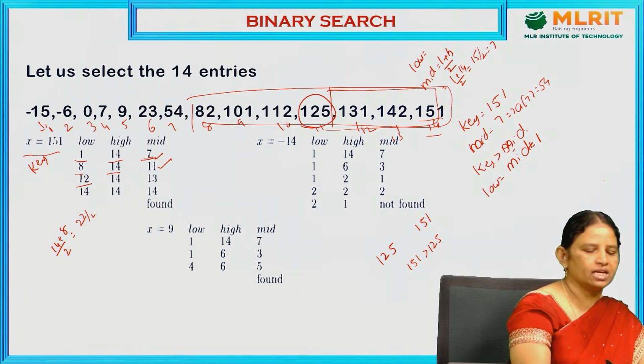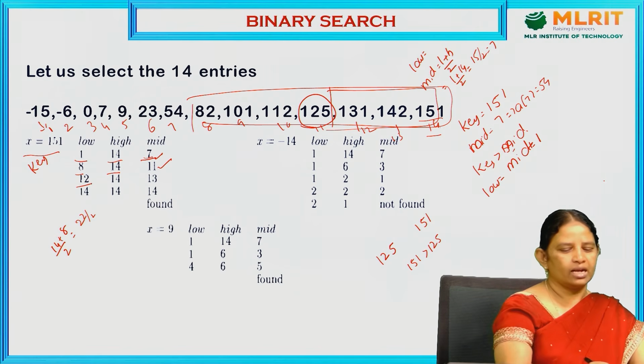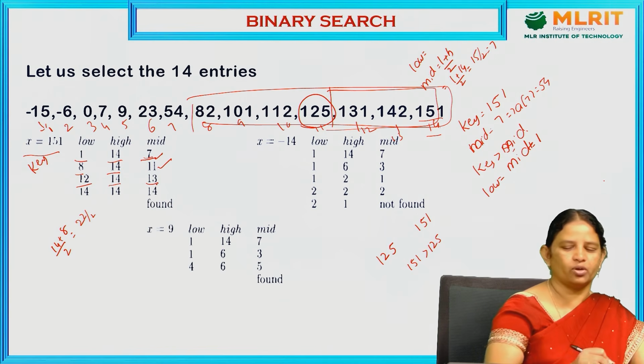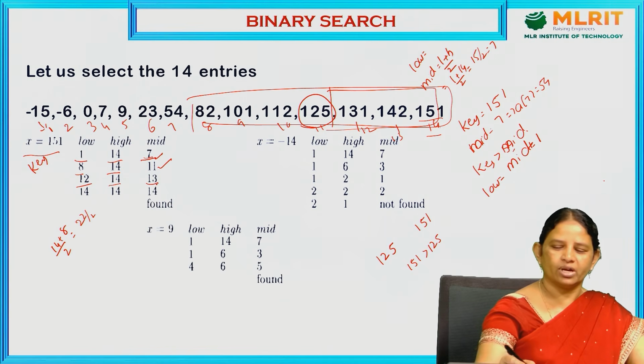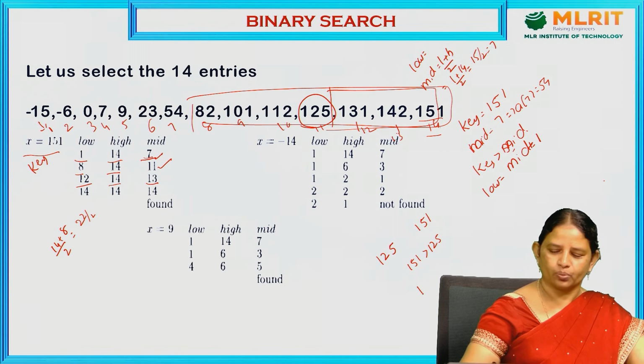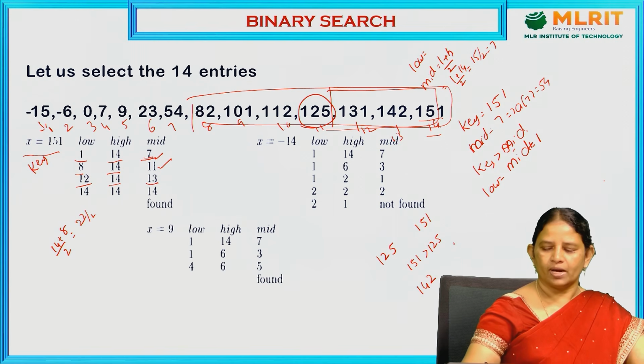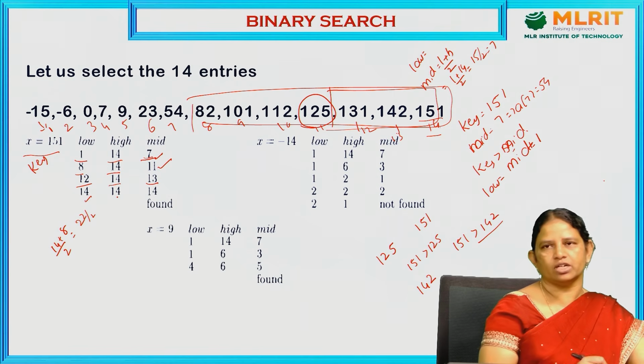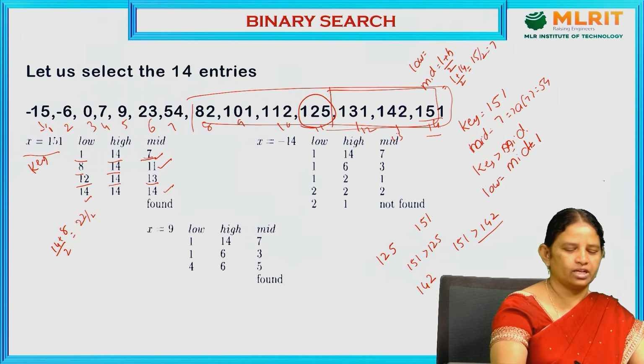Low value is increased, that is 12. Then high value is 14 only. 12 plus 14 is 26, divided by 2 we are going to get 13. What is the element in A of 13? 142. But 151 is greater than 142 again. So low value is mid plus 1, that is 14. 14 plus 14 is 28. 28 divided by 2 is 14.